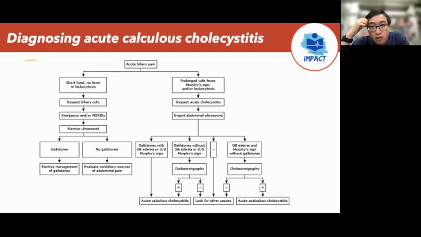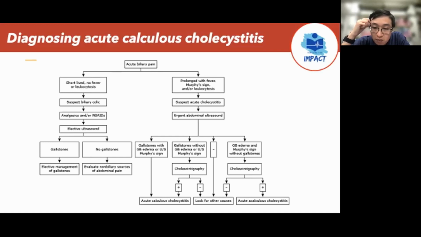And if you examine the patient and the patient is Murphy sign positive, then that supports the diagnosis. Now, the next step is usually, as we alluded to earlier, to order an abdo ultrasound. And on abdo ultrasound, you typically see two things in acute cholecystitis.